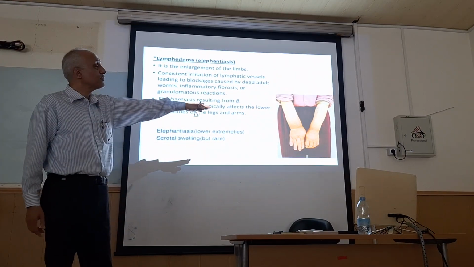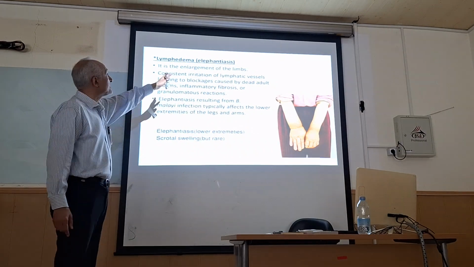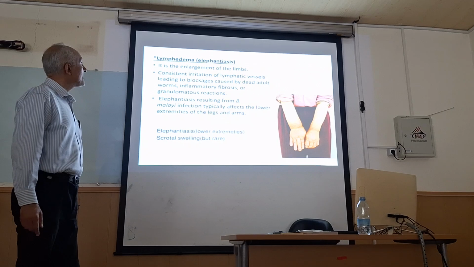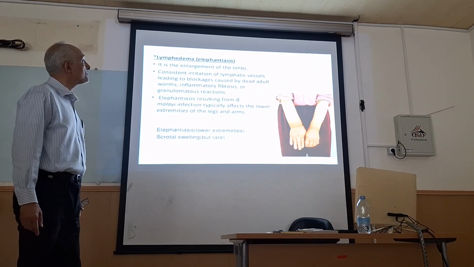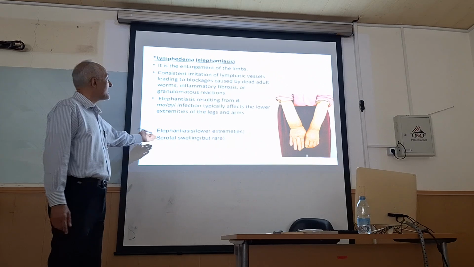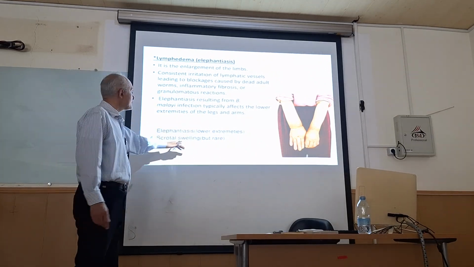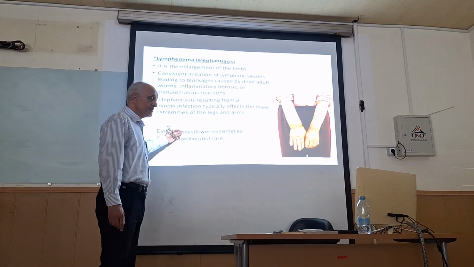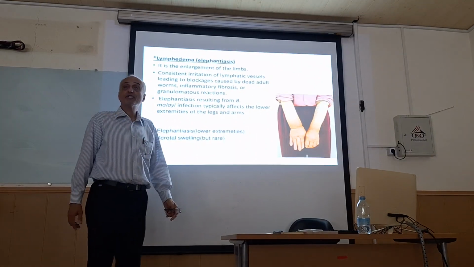This is for Brugia malayi, lymphedema. It is the enlargement of the limbs, consistent irritation of lymphatic vessels leading to blockage, and elephantiasis of the lower extremities, scrotal swelling, but rare. This is mostly for Wuchereria bancrofti.